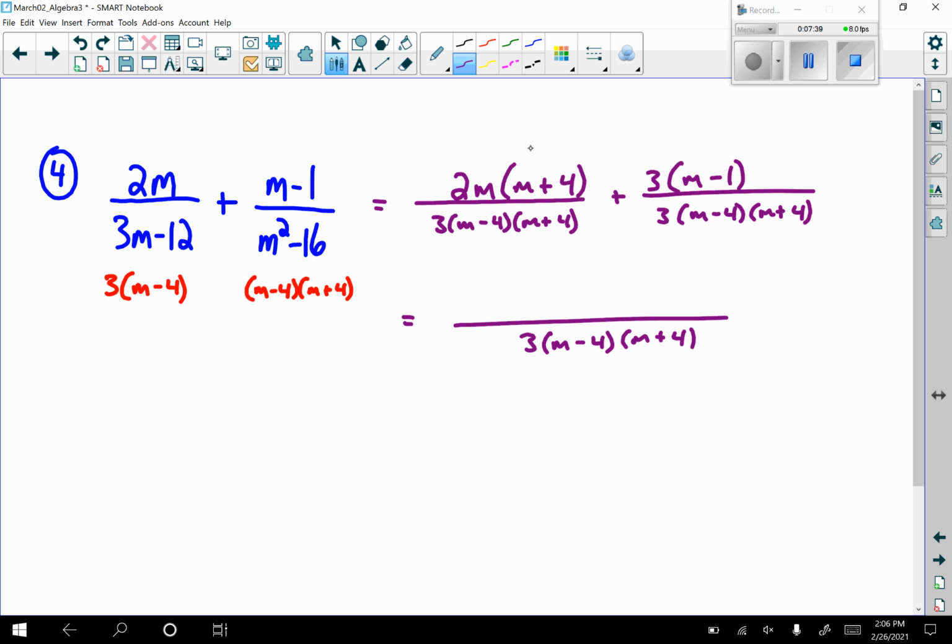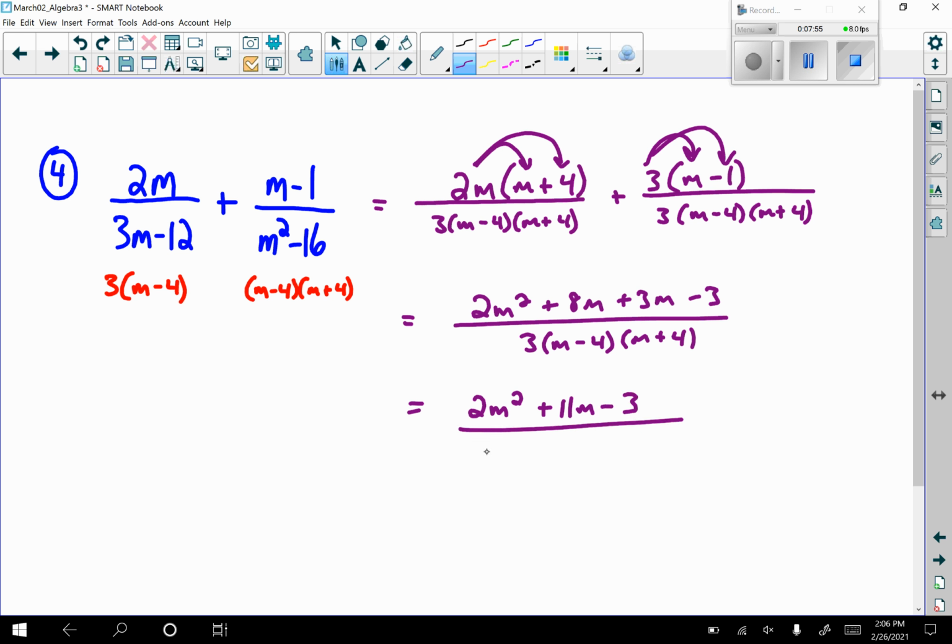And I want to distribute, so I'm going to have a 2m squared plus an 8m. Nice thing that this is positive, plus a 3m minus a 3. So we end up with 2m squared plus 11m minus 3 over 3 times these two binomials. And that's it. There's no way to factor the numerator. That is our final answer.